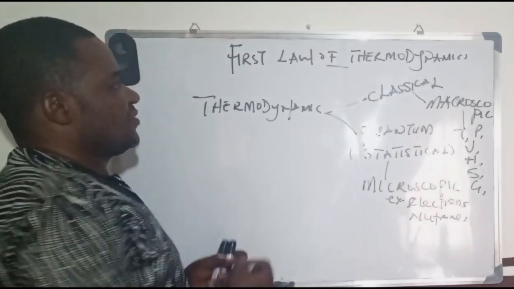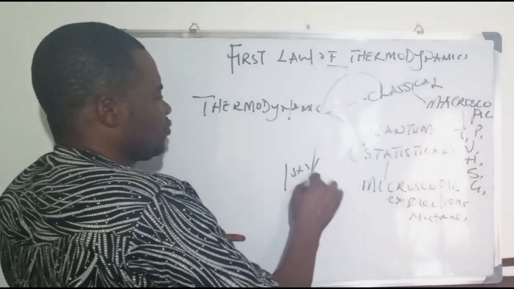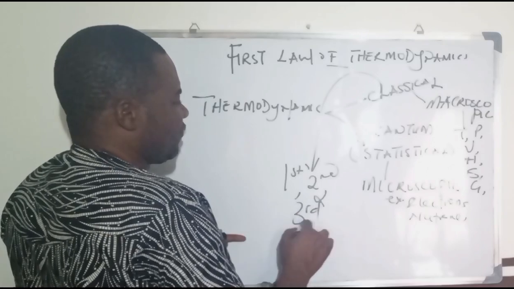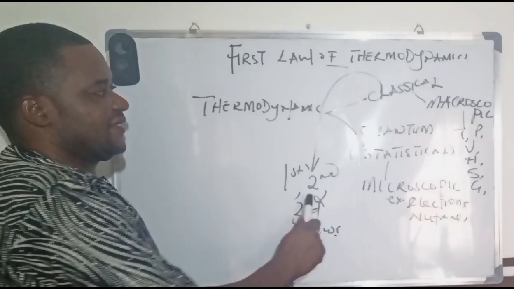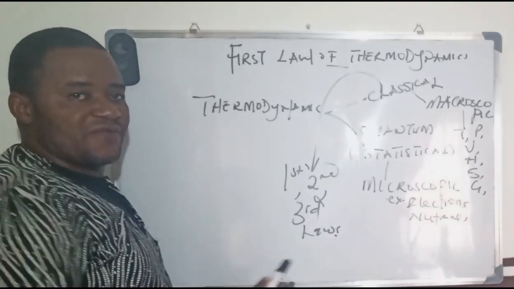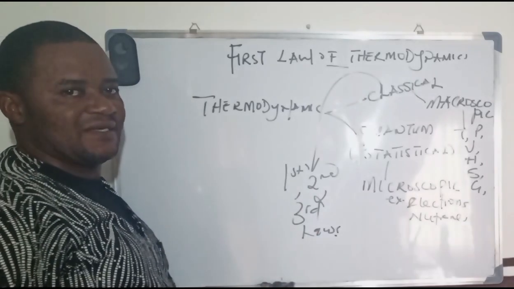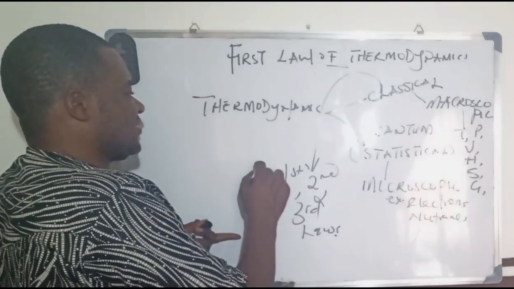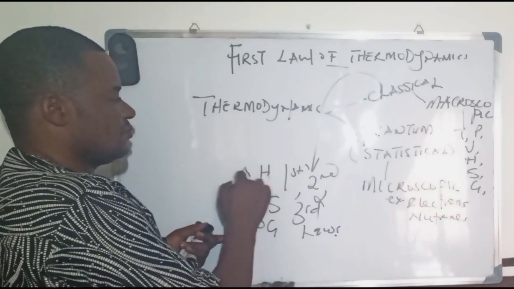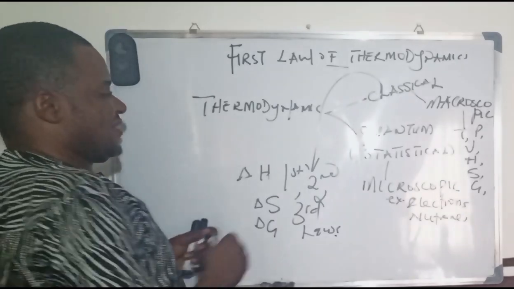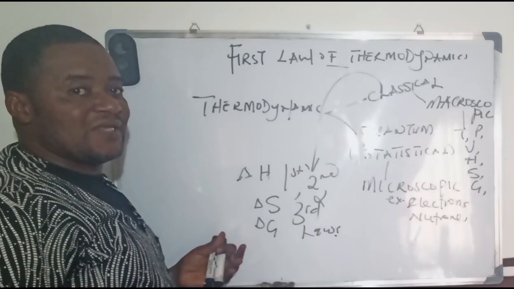Now, this classical thermodynamics deals with the first law, the second law, and the third law of thermodynamics. That is where we find the first law of thermodynamics. Everything you'll be talking about is the first law, second law, and third law of thermodynamics, and these laws border on enthalpy, entropy, and the Gibbs free energy. So this is where our topic, the first law of thermodynamics, falls under classical thermodynamics.